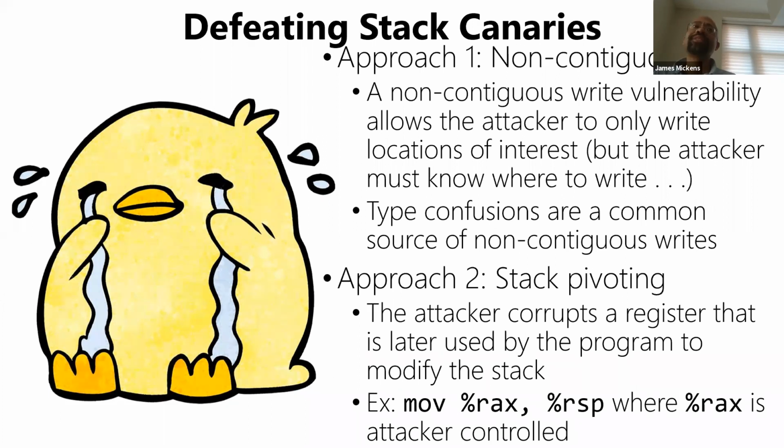The basic idea is that the attacker needs to corrupt the register that is later used by the program to modify the stack. So for example, imagine that a program in its executable code had an instruction sequence like move RAX to RSP. If the attacker can corrupt RAX such that RAX contains a value that the attacker has chosen, then when the program executes this instruction, the program will change the stack pointer to a location of the attacker's choosing.